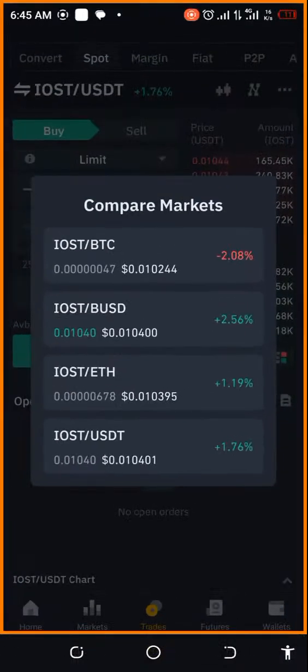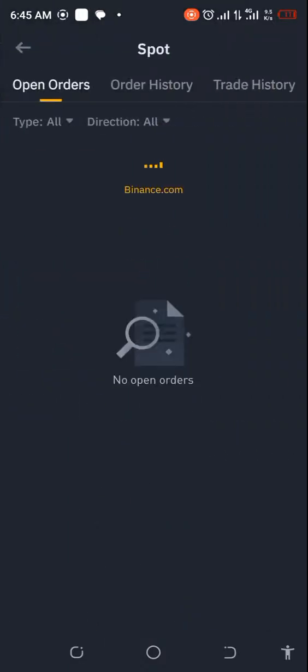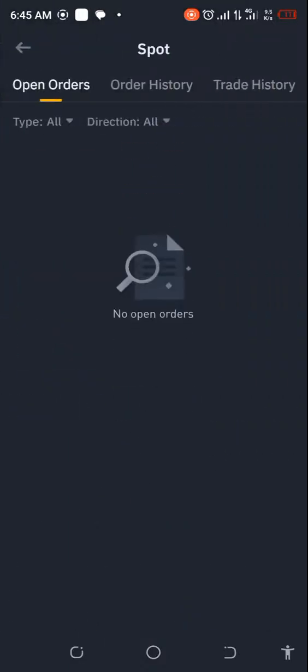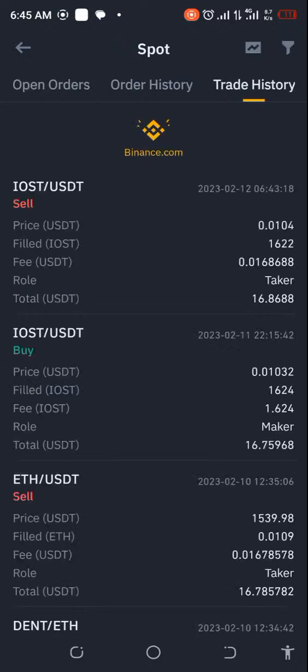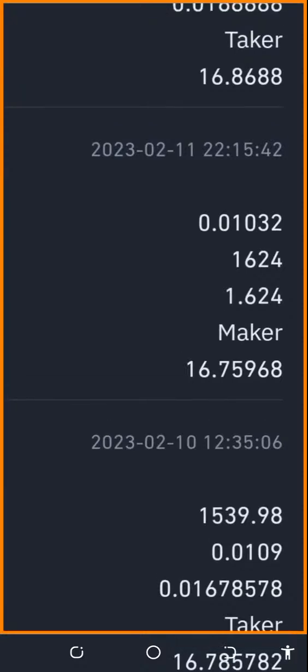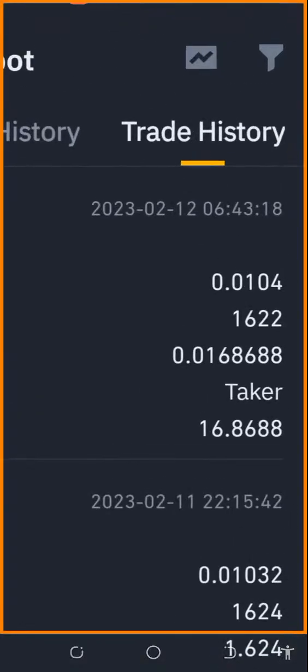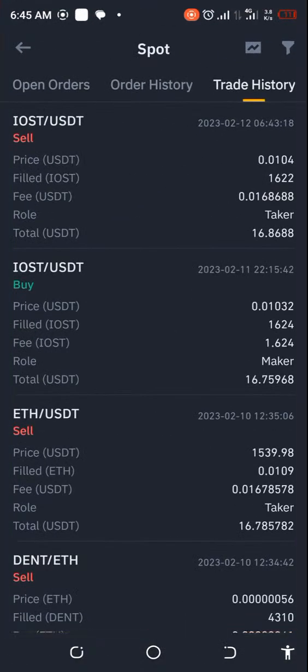Now let's go back and see how much we bought IOST with USDT. Looking at the order book one more time so that you understand the concept of the boomerang strategy. Okay, so we bought it at what price? We bought it at 0.0103. Can you see that? 0.01032. And we sold it at 0.0104. So that's the concept. Get this right.